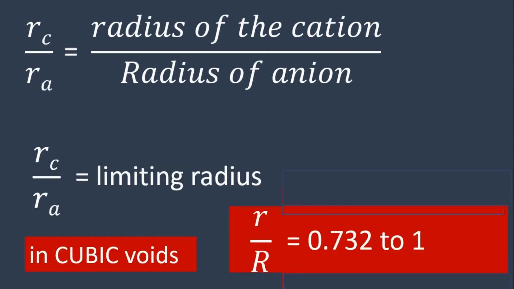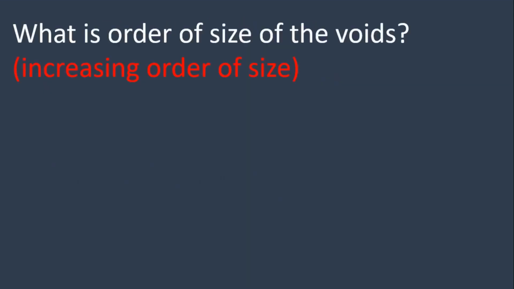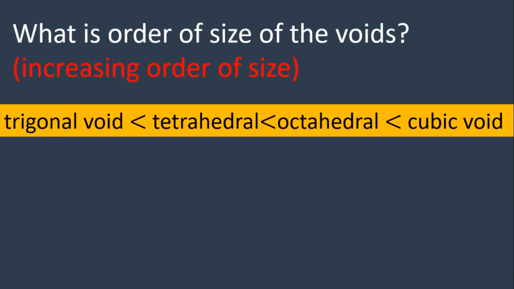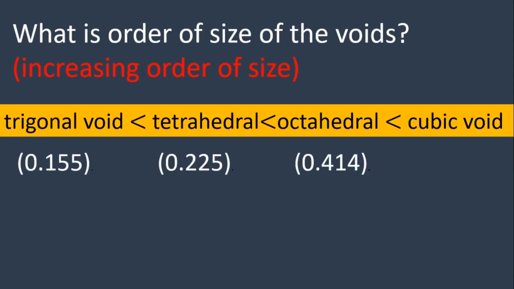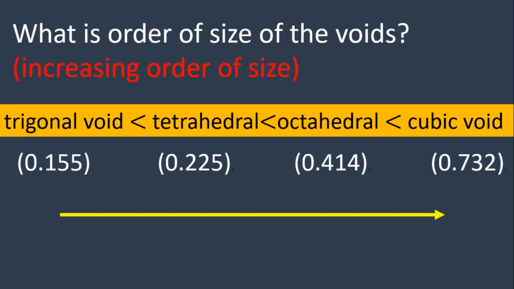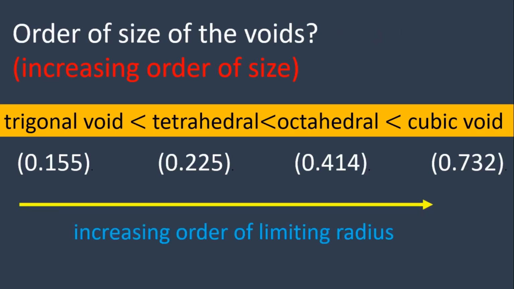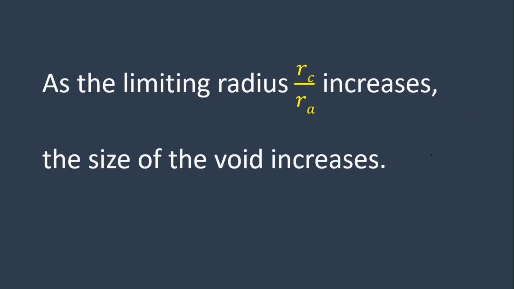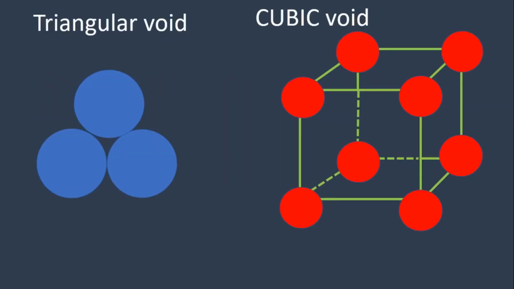What is the limiting radius here? 0.7321. Now, what is the order of size of the voids? What is the increasing order? This is the increasing order. See, these are the limiting radius. Increasing order of limiting radius. As the limiting radius increases, size of the void increases.